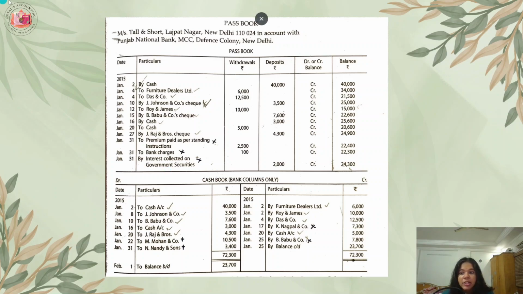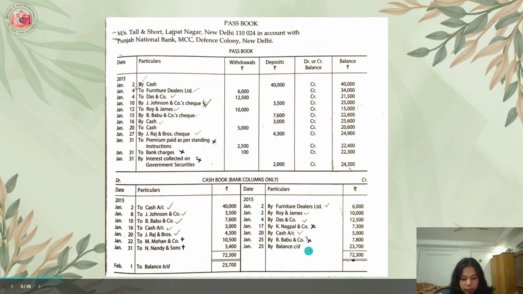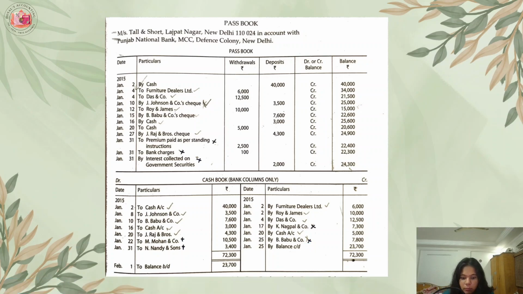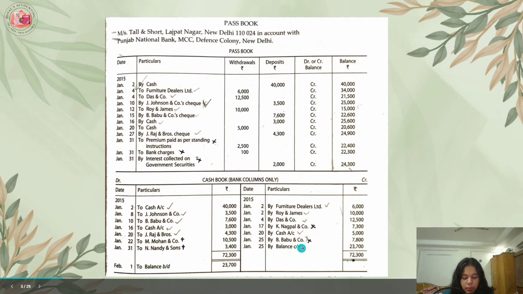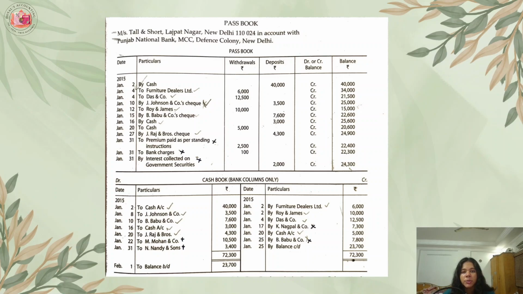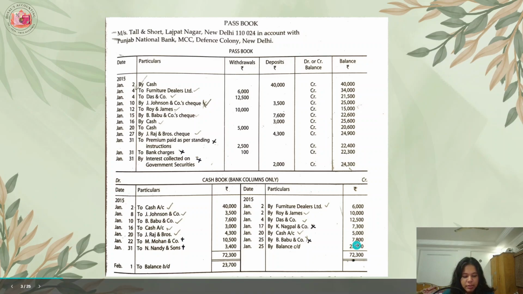Now let's look at the cash book and see if there are any more items which are not mentioned in the passbook. I don't see any Babu and Company payment for January 25th. So that means we must have prepared a check and issued it to our customer, but our customer has not yet encashed the check. So our balance is incorrect.